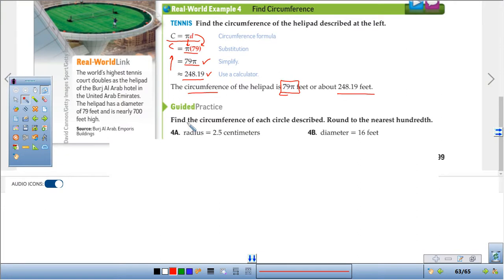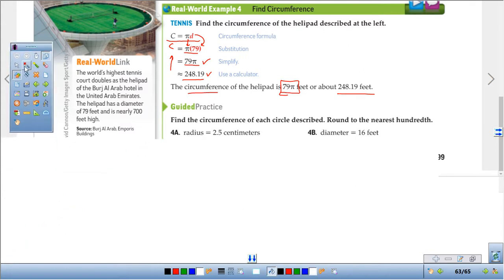Find the circumference of each circle described, round to the nearest hundredth. I'll let you copy that one down real quick. I'm going to draw, you know what, I'm going to not cheat, but use the tools. Where am I? That'll be that one.